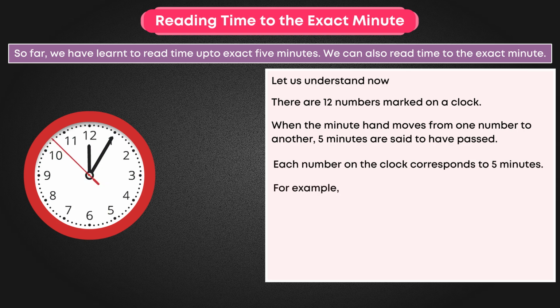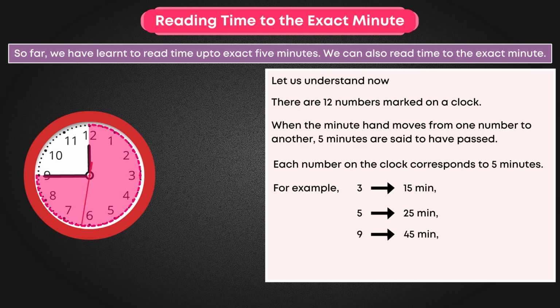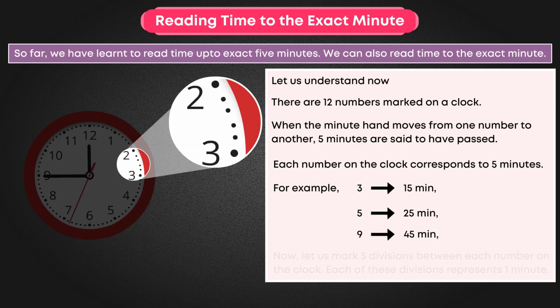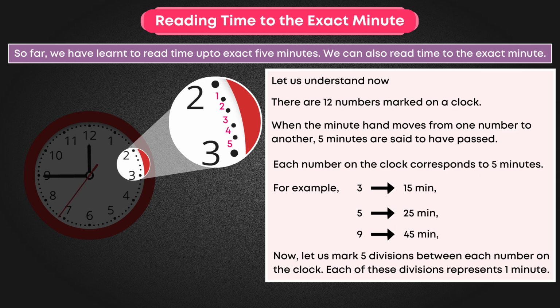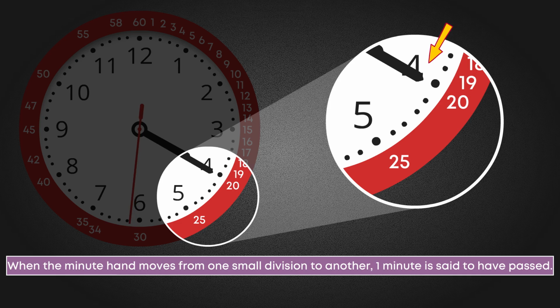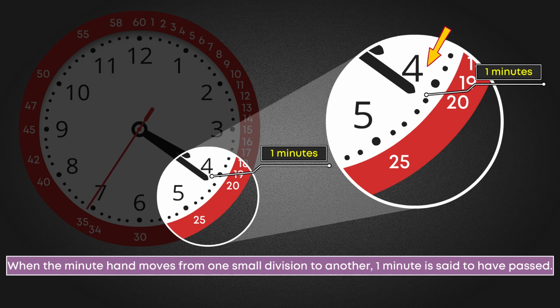For example, 3 is 15 minutes, 5 is 25 minutes, 9 is 45 minutes. Now, let us mark 5 divisions between each number on the clock. Each of these divisions represents 1 minute. When the minute hand moves from one small division to another, 1 minute is said to have passed.